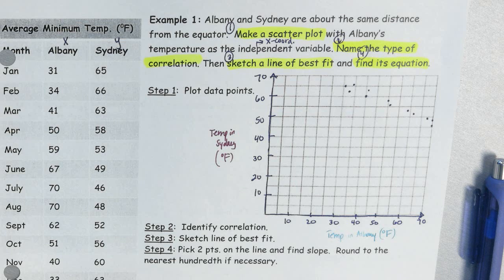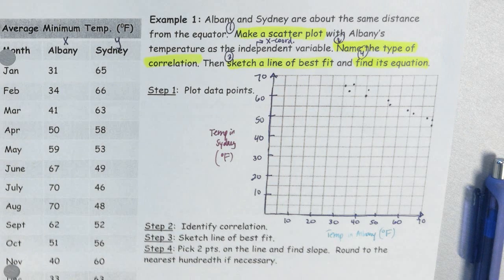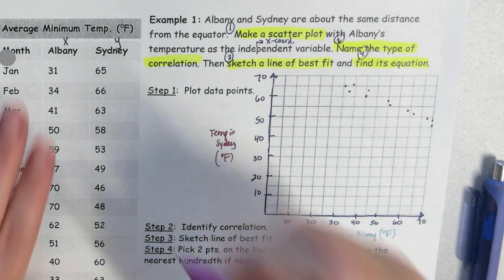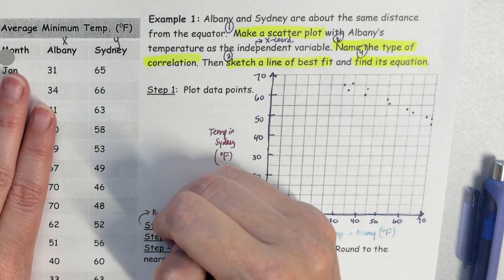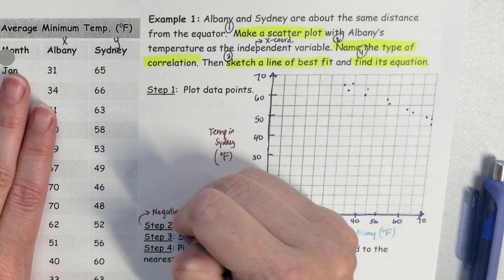Correlation is this? Yeah, good. Okay, so negative, because if you look at the data points, they are going down from left to right. So that is your step 2. Identify the type of correlation. It is a negative correlation.